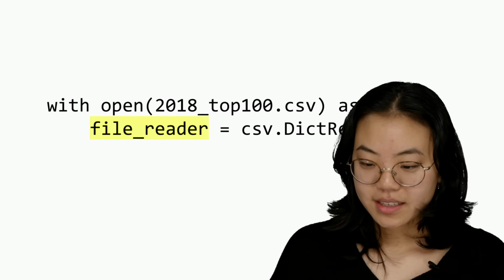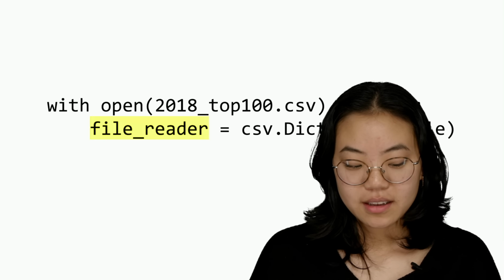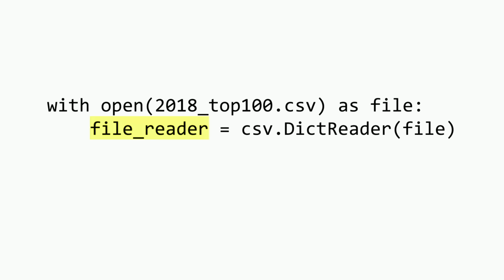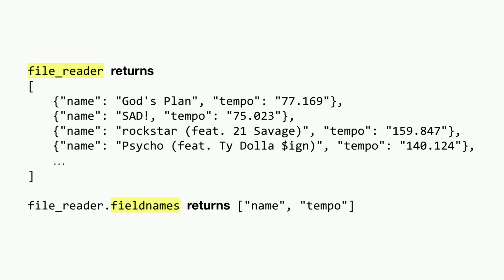And so with this syntax, we can then use a method from our CSV library called DictReader. DictReader takes in a file, and you can store that in some variable called, say, file reader. So then we might be wondering, what does this DictReader function actually return to you? It returns something very similar to what we were just looking at, a list of dictionaries.